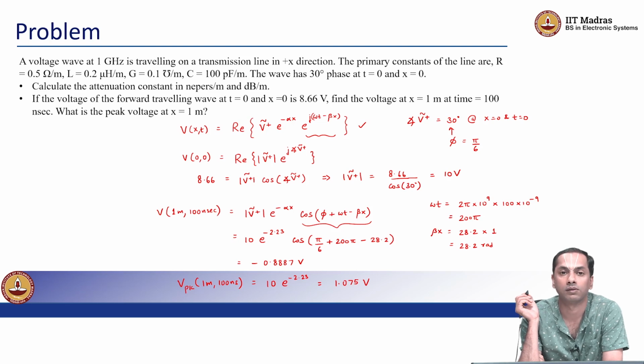Okay. So, hopefully you have gotten a basic idea of how to calculate your alphas, betas given the omega and the line parameters of R, L, G and C. Okay.